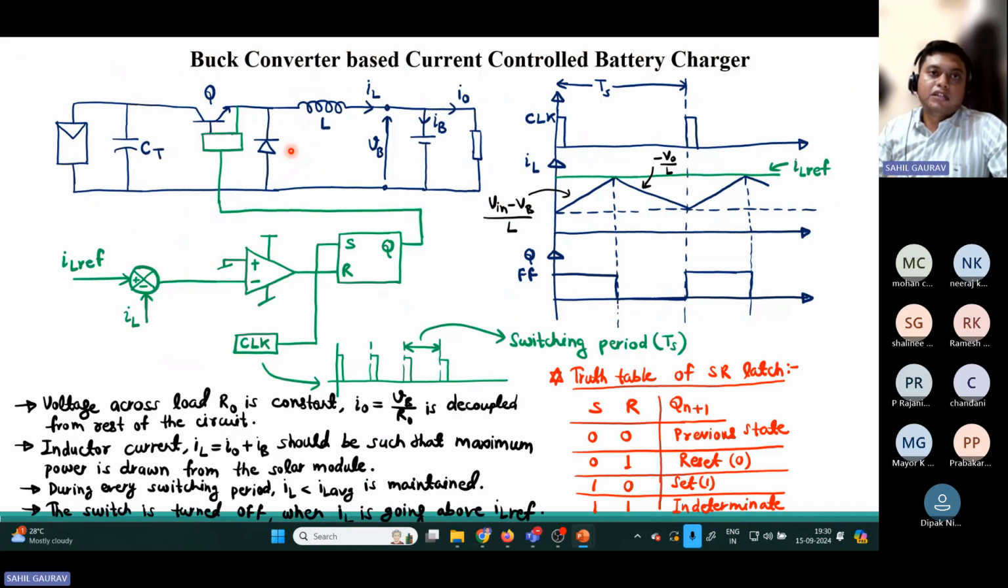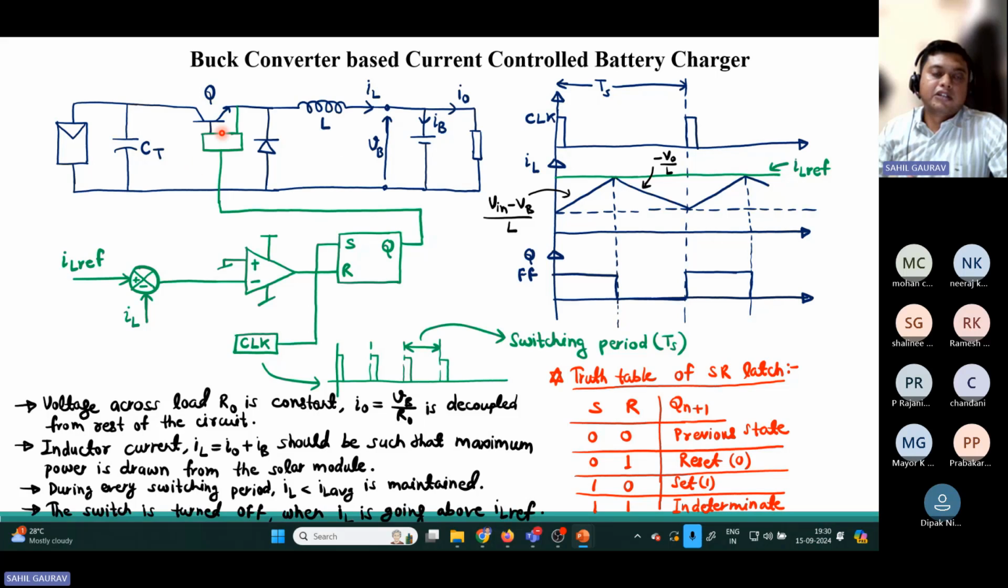Now we will see one power converter based battery charger, a current control battery charger. In that we have used this buck converter. So here we have this PV panel, and then we have this buck converter, and this battery is connected at the output of this converter, and the load is also connected at the terminal of the battery.